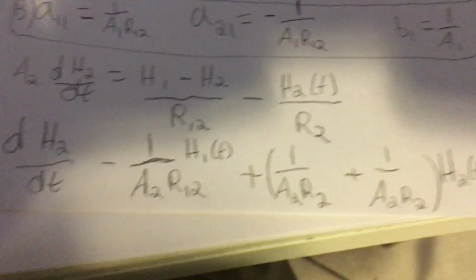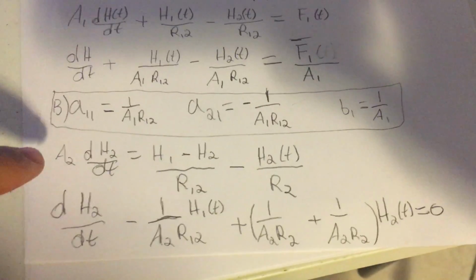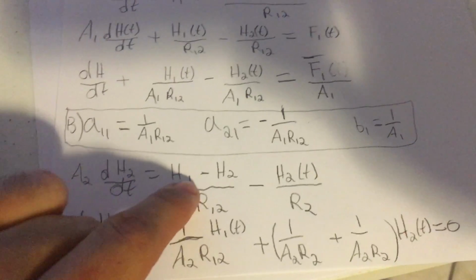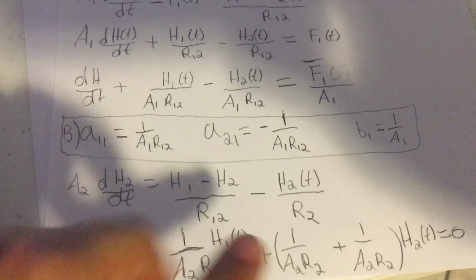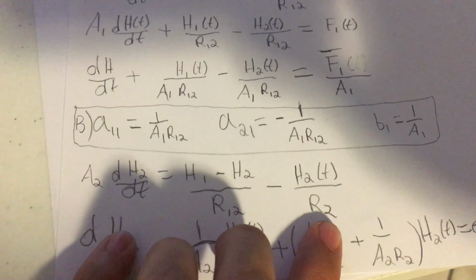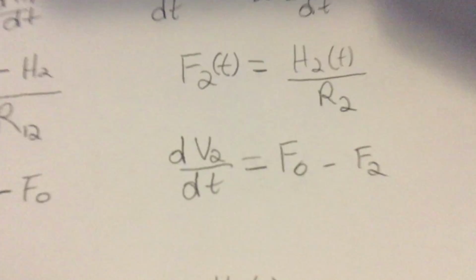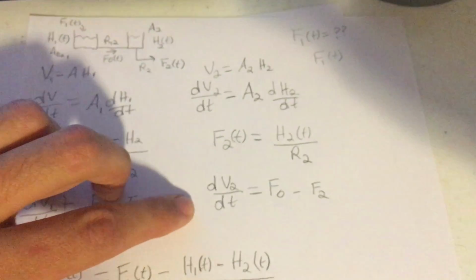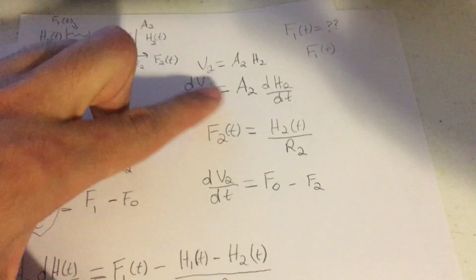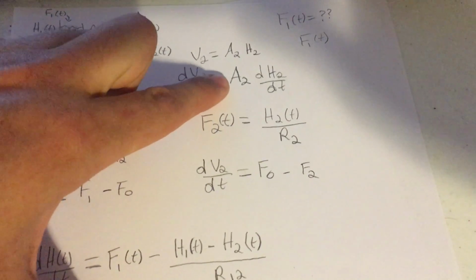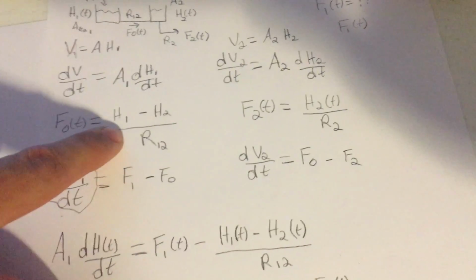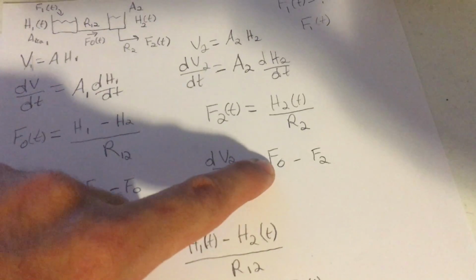So I kind of started doing that down here. You can see A2 times the change in height over the change in time, H1 minus H2, and all of this right here comes from this equation right here. So for change in volume over change in time, you have this. So substitute this right here. For flow out, you have this. So substitute this value for flow out.